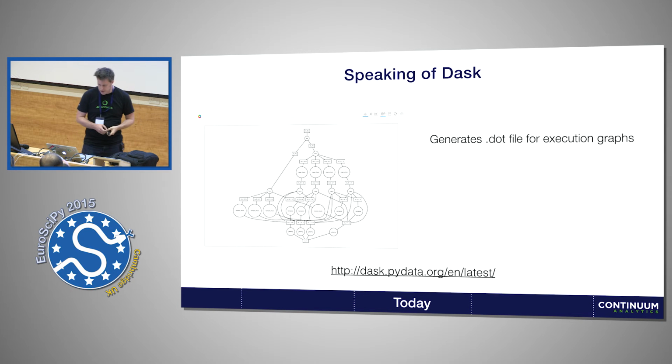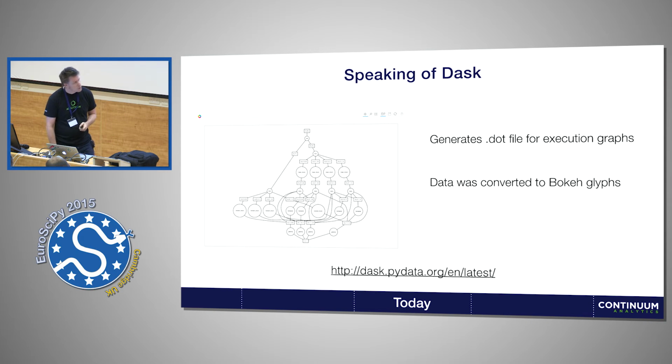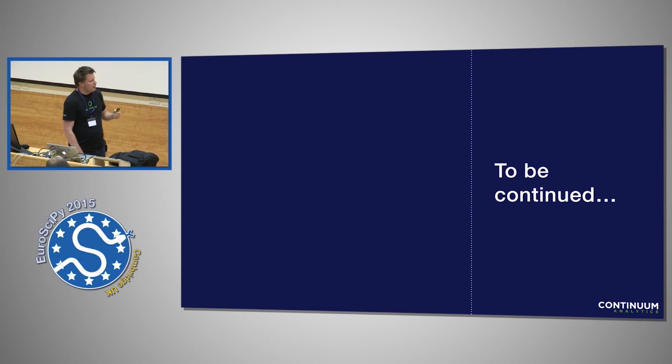And he's in the process of adding things like having this be a live graph that updates as the scheduling is happening, and other annotations about things like memory or CPU usage, and just making that better. So I was really excited about that. That was pretty neat. Anyway, if you're curious about Dask, you can look at dask.pydata.org and find out more information. All of that was converted to Bokeh glyphs, and we'll have live monitoring.